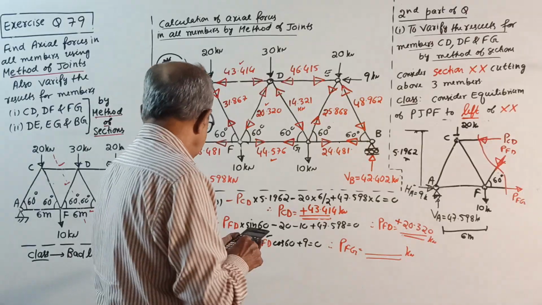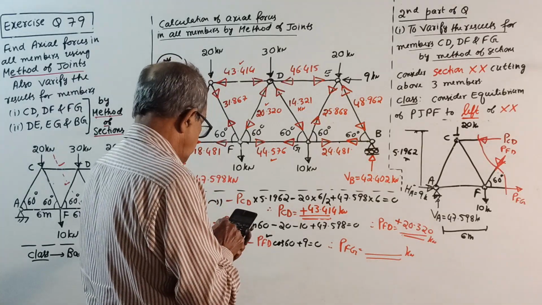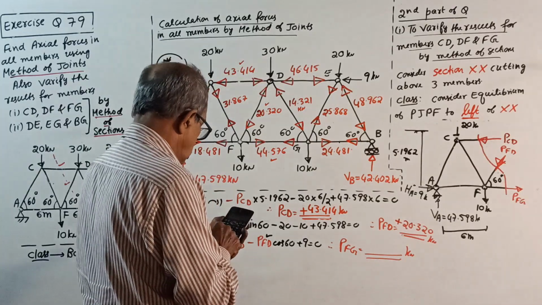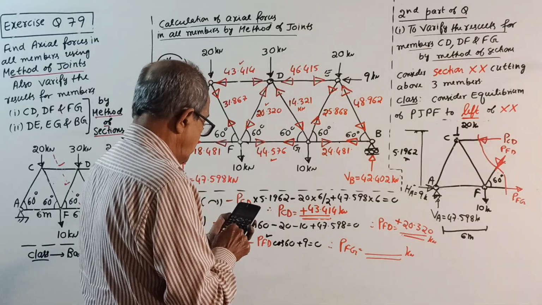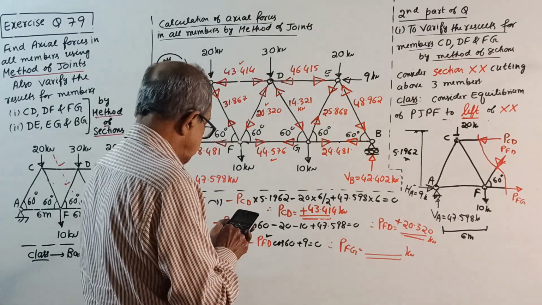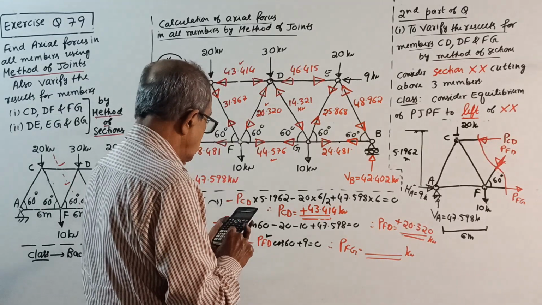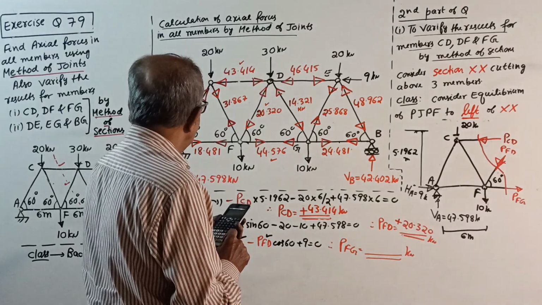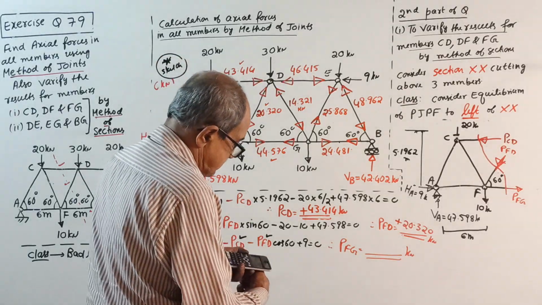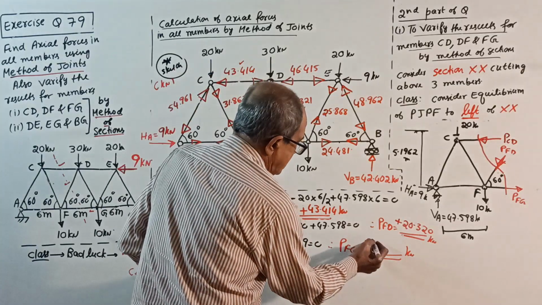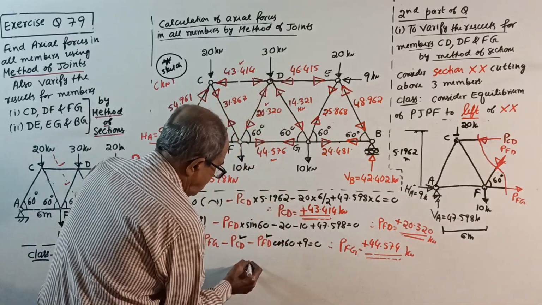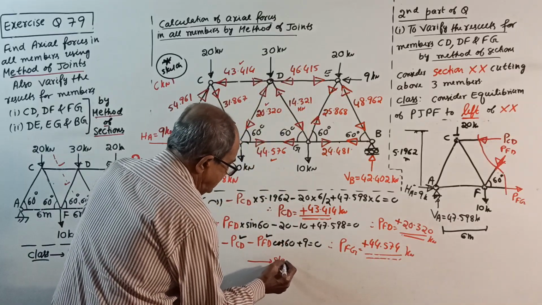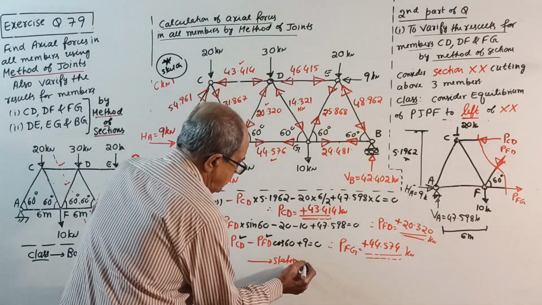So, you will get PCD 43.414 minus PFD 20.320 into cos 60 plus 9 equal to so much, 44.574 kilonewton. Now, one statement you write. I will give the statement for you. You write it.